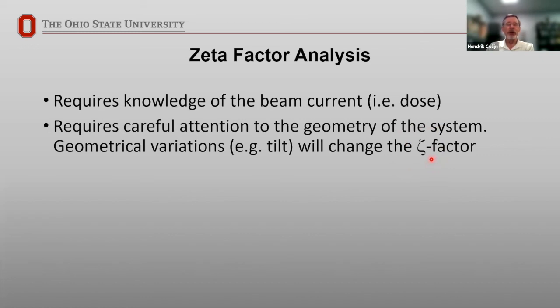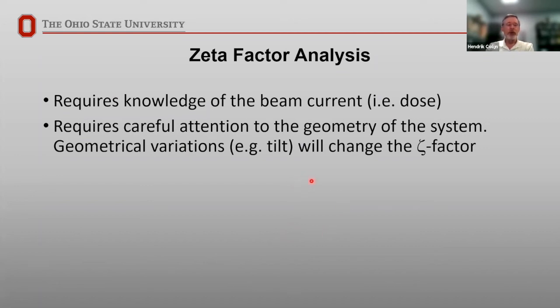So the Zeta Factor is a very good way of doing it, but it requires very careful attention to your acquisition conditions. So the Cliff-Lorimer has problems with the absorption correction. The Zeta Factor has issues with the geometry that you're working with. So they are both very good techniques, but each has its own drawbacks.